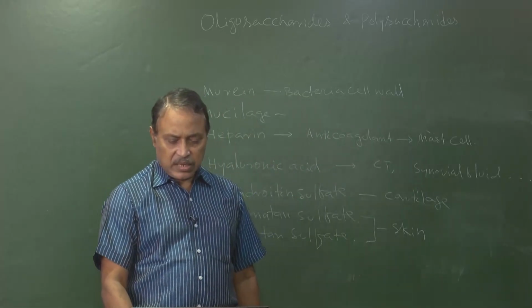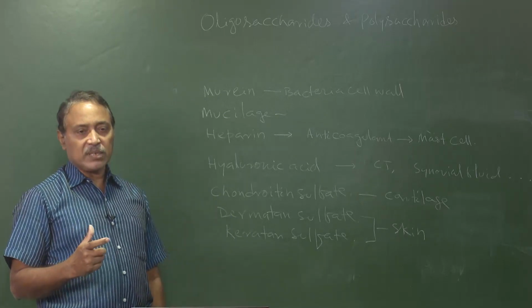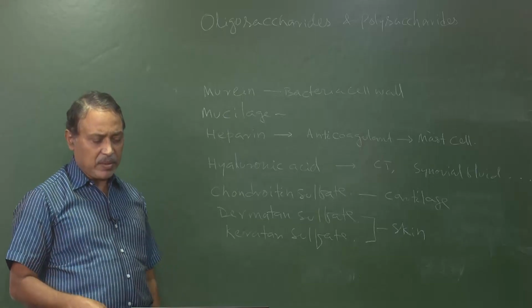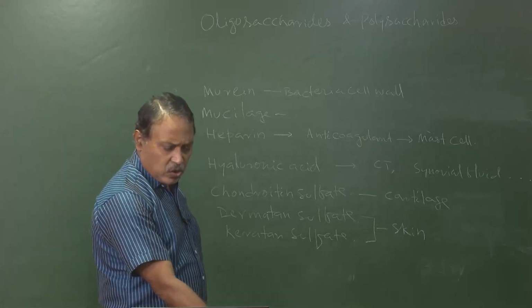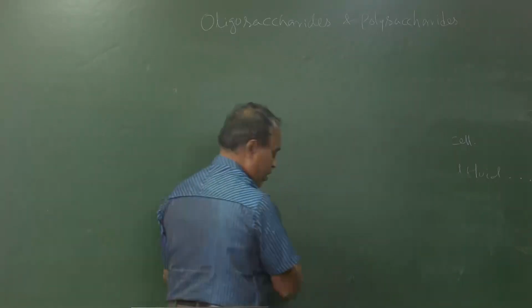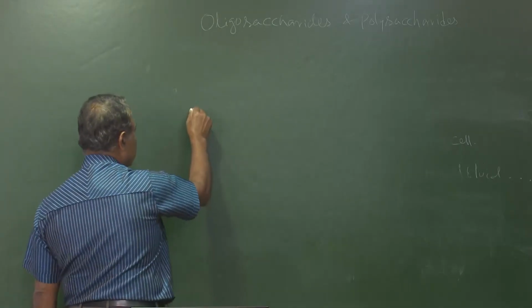We will just see some of their monosaccharide units. They are heteropolysaccharides, meaning at least two kinds of monosaccharides will be there. We will first see chondroitin sulfate. Let's see the chondroitin sulfate. There are two units. One is D-glucuronate.